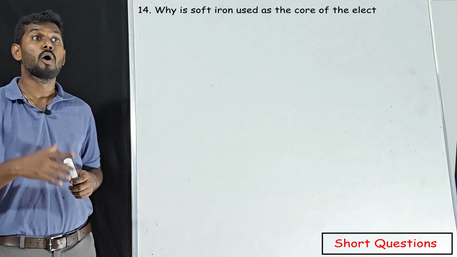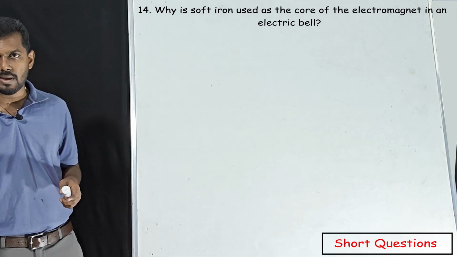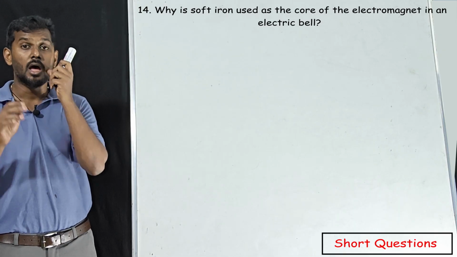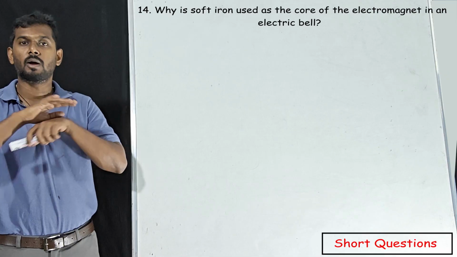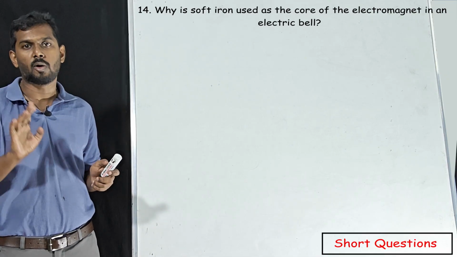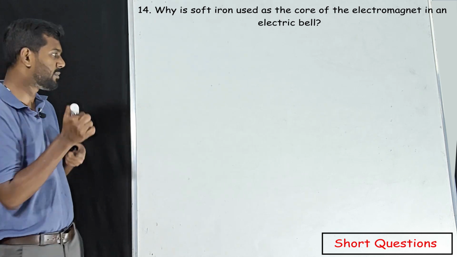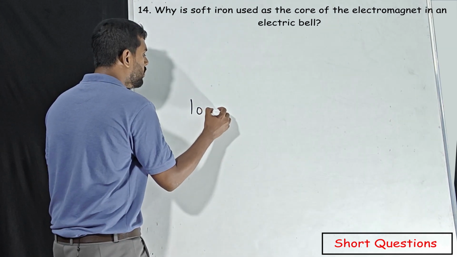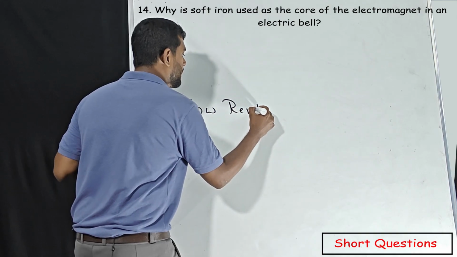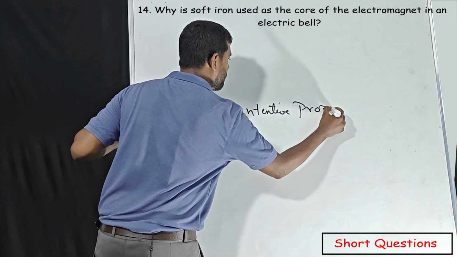Our next question, why is soft iron used as the core of an electromagnet in an electric bell? Whether it is electric bell or electric motor or MRI machine, whatever the application they are talking about, soft iron has one property that they are asking. Okay, why do we have to use soft iron? Because it has low retentive property.